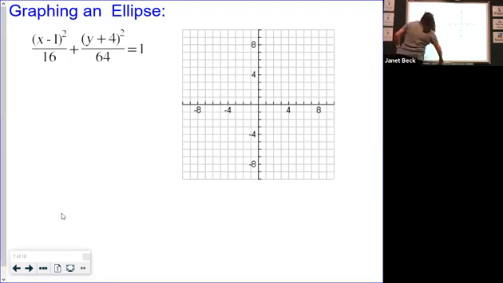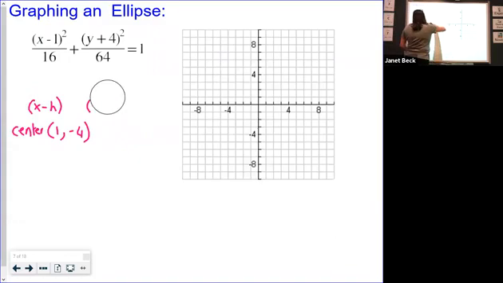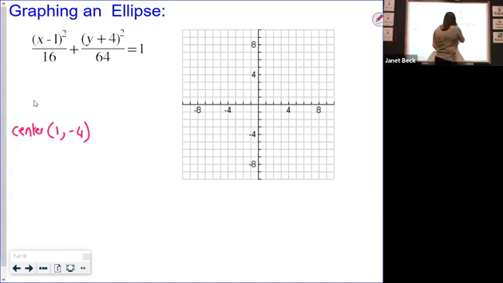To graph them, the first thing you look at is your HK point. X minus H, Y minus K. What is being subtracted from X is 1. What is being subtracted from Y is -4, and that will give you the center. Your HK point, your reference point on an ellipse, is going to be the center. Let's graph that.